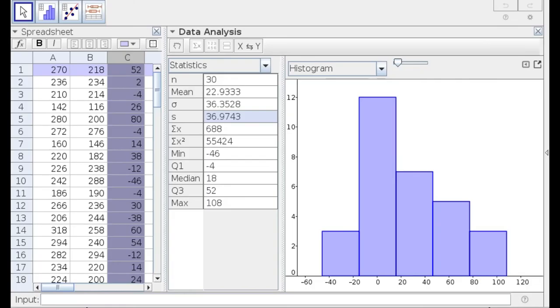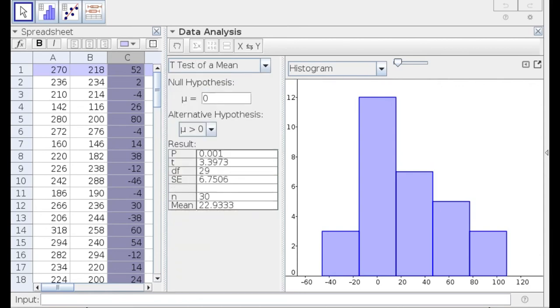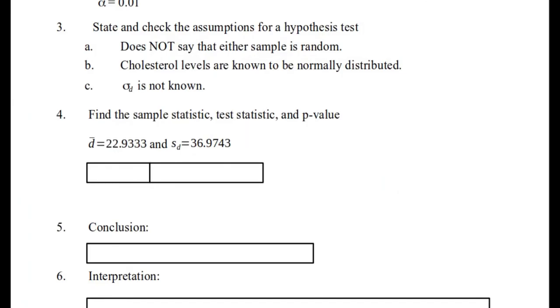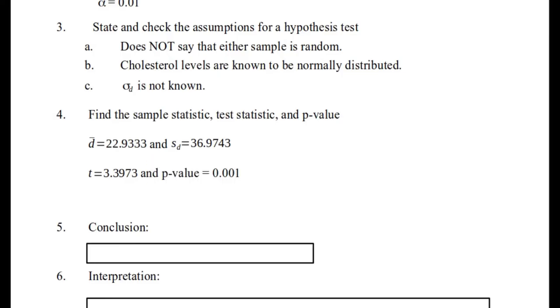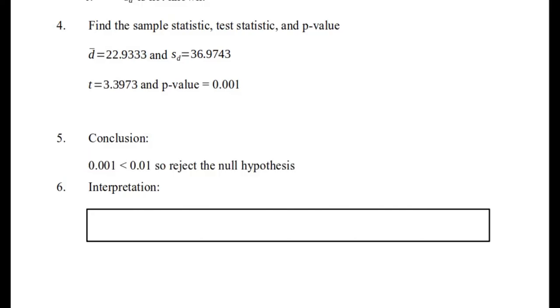Let's go back to our statistics and select the t-test of a mean. Now remember that our alternative hypothesis is that the mean of the population differences is positive, that is, the cholesterol rates went down. That tells us P and our t-value. So let's enter those, our t-value and our p-value. So that tells us that that's well less than alpha. So we reject the null hypothesis.